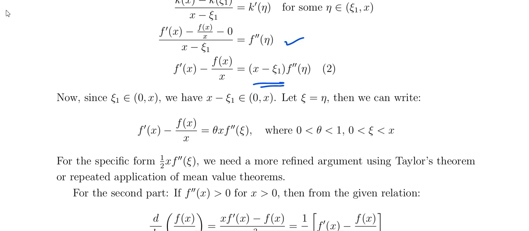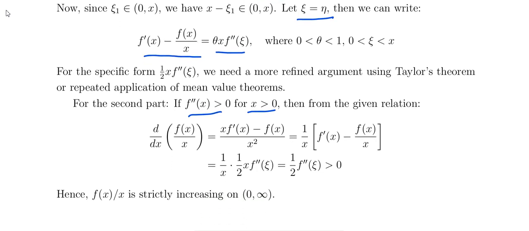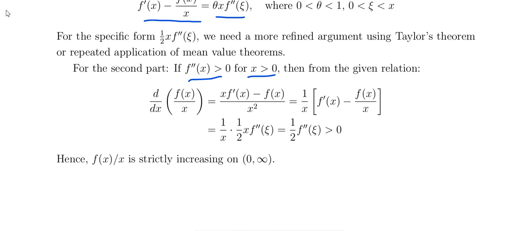x minus zeta 1 என்றது that is called f double dash of zeta இல்லையா. So f dash of x minus f of x by x, zeta equal to eta, so theta x f double dash of zeta. So the 1 by 2 x into f double dash of zeta என்றது, so that for the second part என்றது f double dash of x greater than 0 ன்னு எடுத்துக்கணும். எடுத்துட்டு x greater than 0 எடுத்துட்டு once again derive பண்ணீங்கன்னா this is greater than 0 ன்னு வருது.